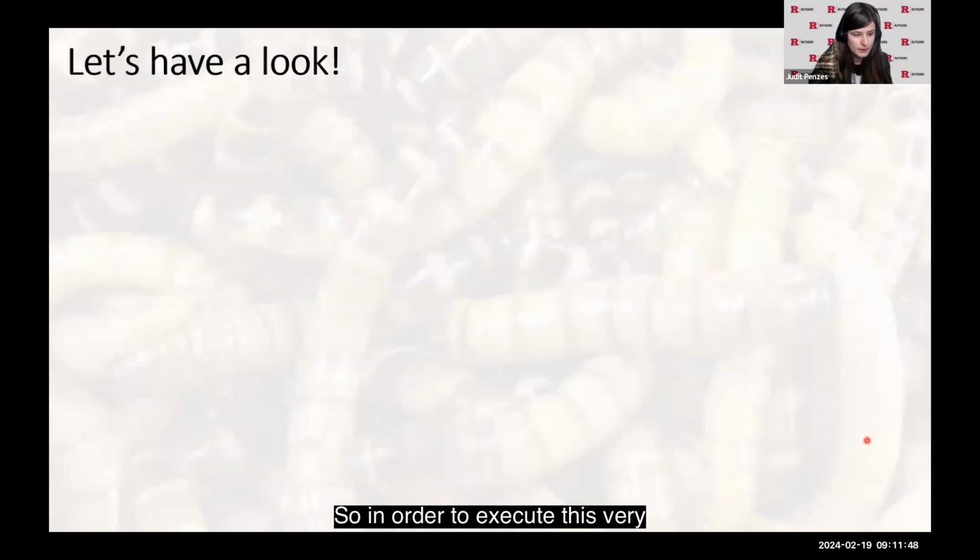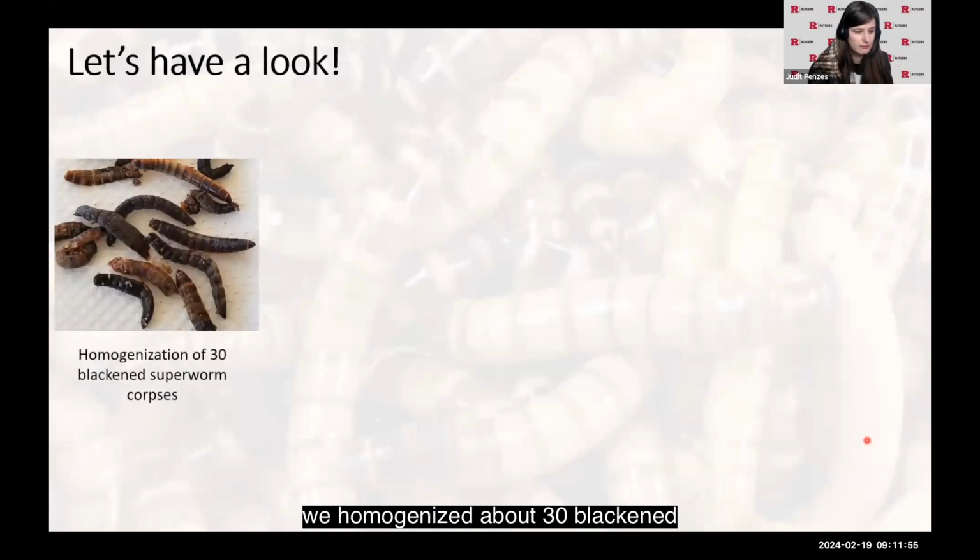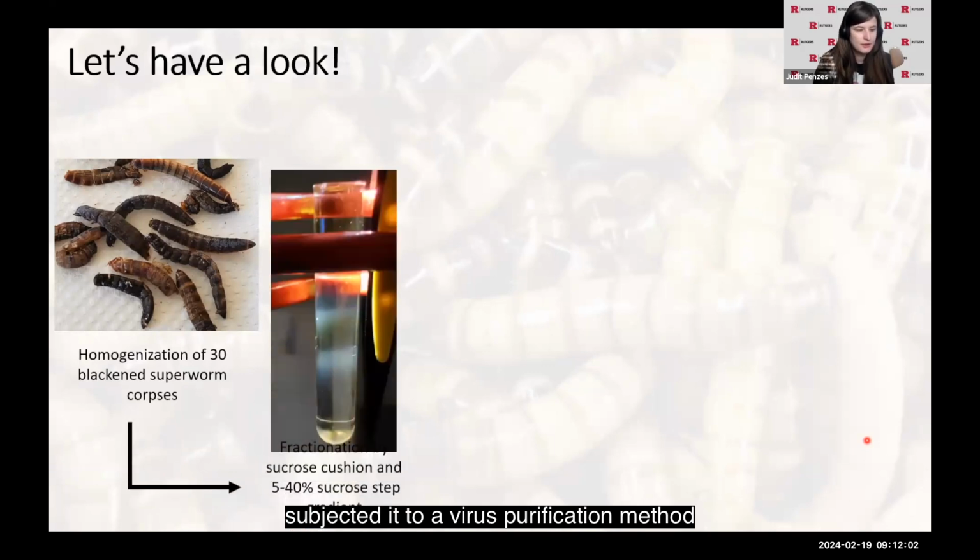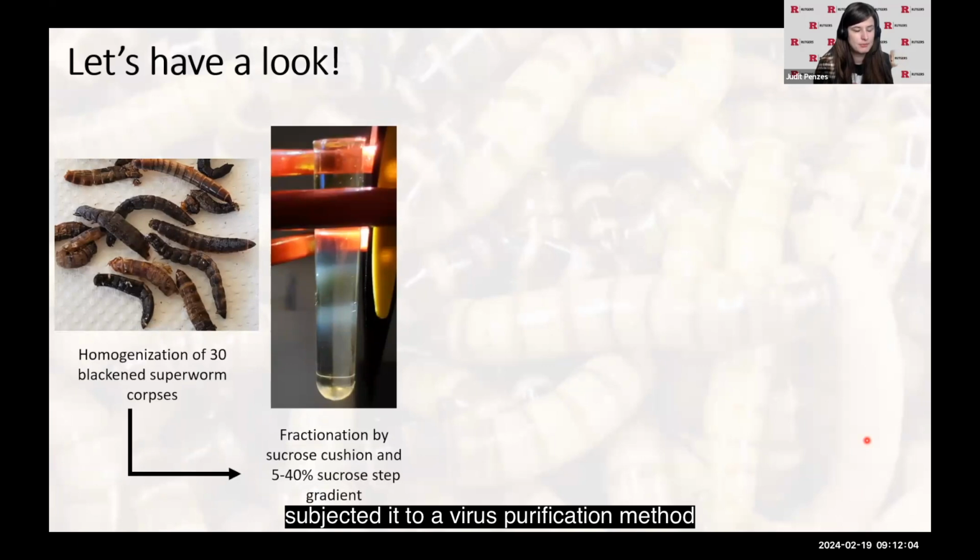level. So in order to execute this very same approach with our superworms, we homogenized about 30 blackened superworm larva carcasses and subjected them to a virus purification method on a sucrose step gradient. And this method is frequently used to purify larger molecule assemblies and viruses of potentially all sizes.